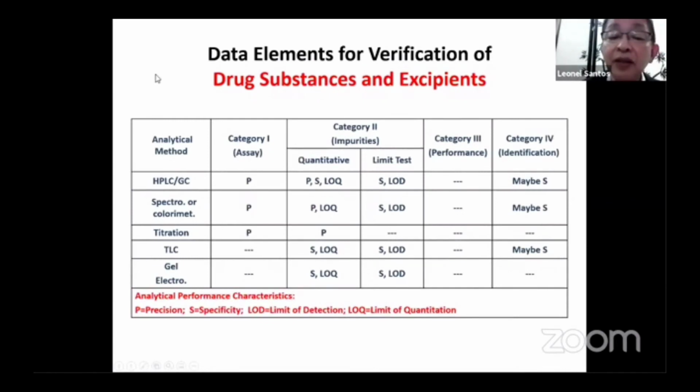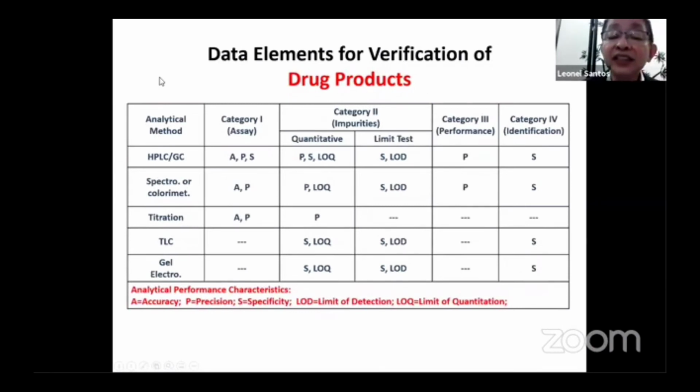However, this next slide, which is for drug products, now has a category 3 performance verification. If you are using an HPLC, then you need to do precision. It would read the same way. So it would depend, again, on the analytical method and the category of test that you are trying to verify.